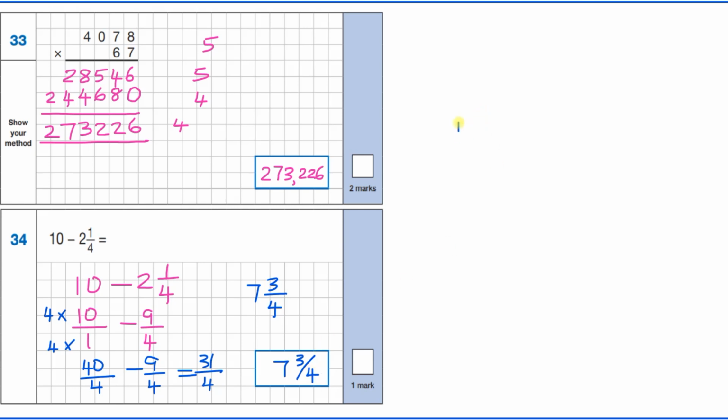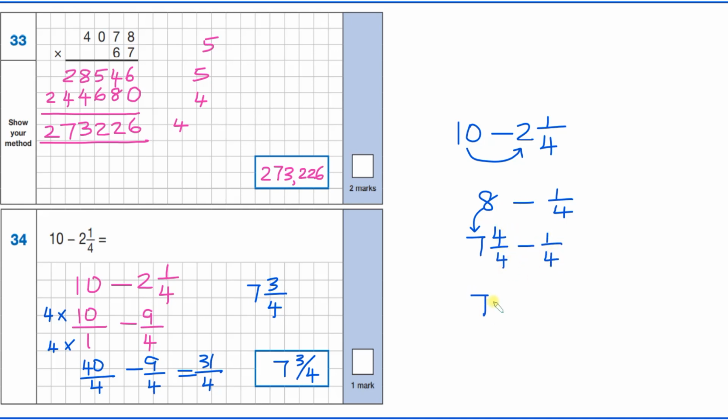Let me do it in a different way. 10 take away 2 1/4. First, 10 take away 2 is 8. 8 take away a quarter. So 8 can be written as 7 whole, and the remaining 1 you can write as 4 over 4, minus 1 over 4. So 7, 4 take away 1 is 3 over 4. So that is the answer.